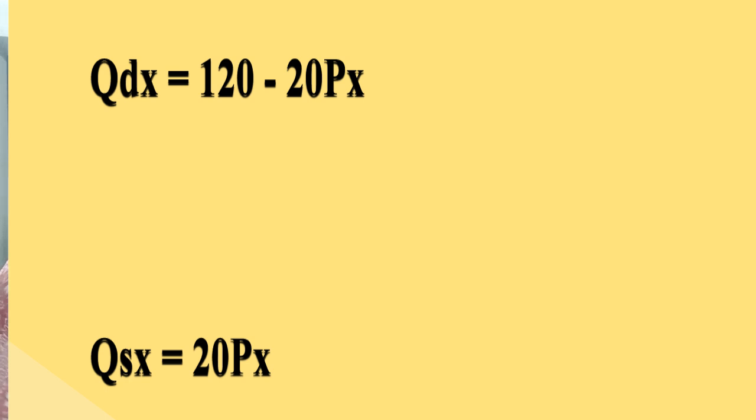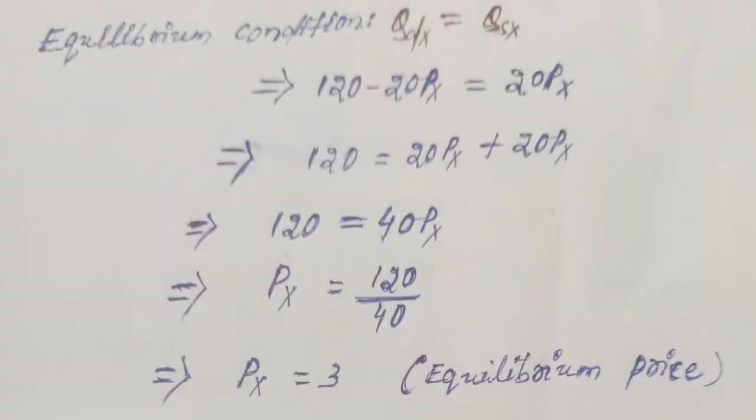The equilibrium condition is quantity demanded equal to quantity supplied. So 120 minus 20Px, that is the demand, is equal to 20Px, that is the supply. That would come to 120 equal to 20Px plus 20Px. That comes to 120 equal to 40Px. So the price of the good Px is equal to 120 divided by 40. So Px is equal to 3. So the equilibrium price of good X comes to 3.